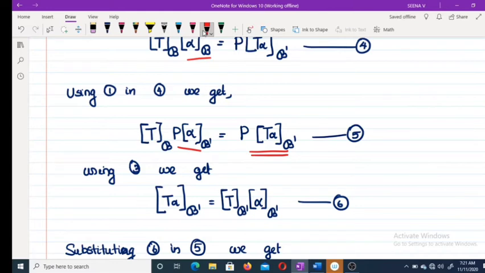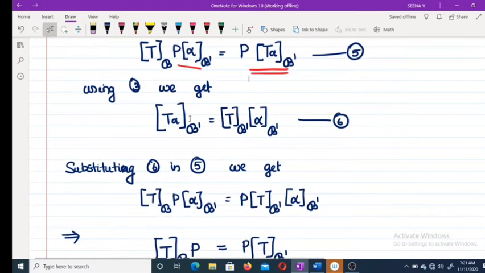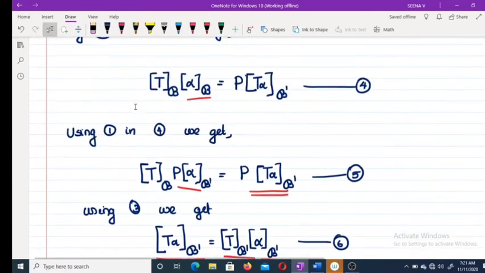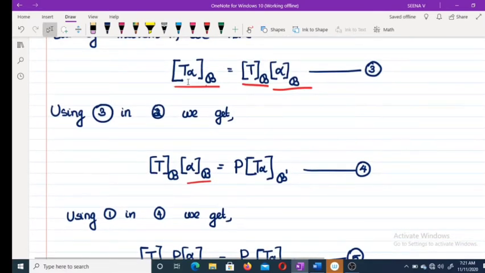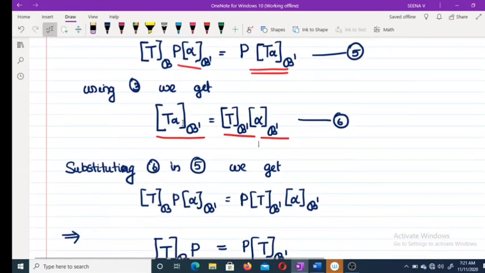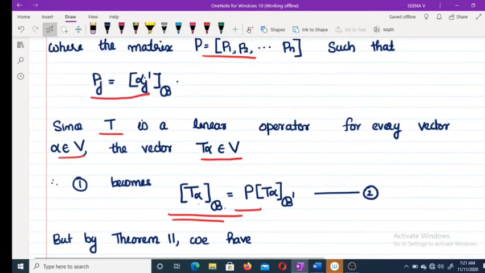Now, applying yesterday's theorem again for T alpha related to B dash, the coordinate matrix of T alpha related to B dash is the same as the matrix of T related to B dash into alpha related to B dash. We are using this theorem for B dash. So applying that theorem for B dash, we get T alpha related to B dash equal to T related to B dash into alpha related to B dash. Clear?